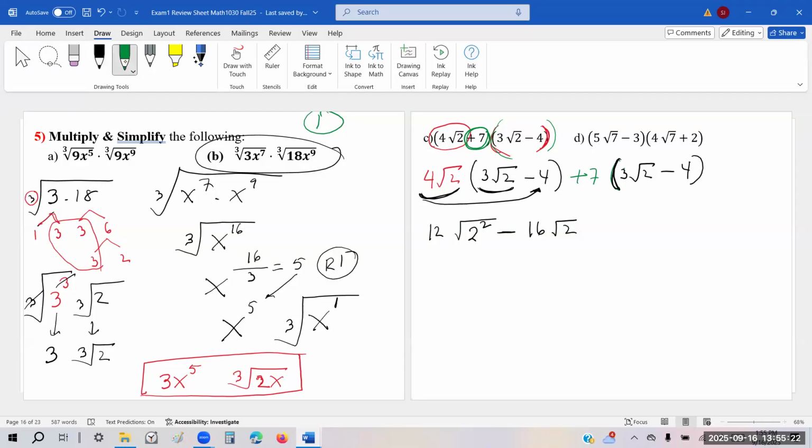Now you go to the next house. You are multiplying 7 with 3 root 2. You get plus 21 and the children. And lastly, no more children. They're gone. Oh, we don't have to do that. That's 28. Positive or negative? Negative 28.